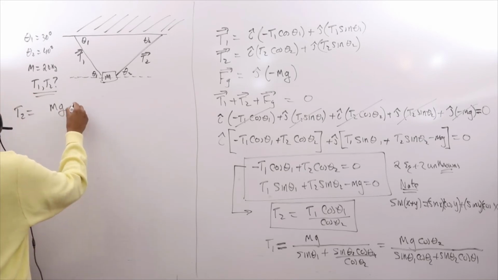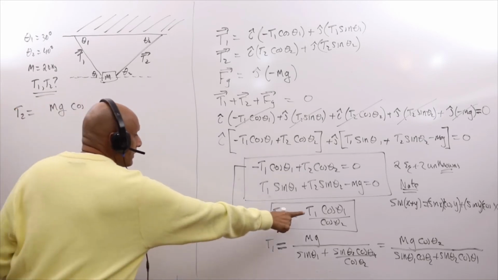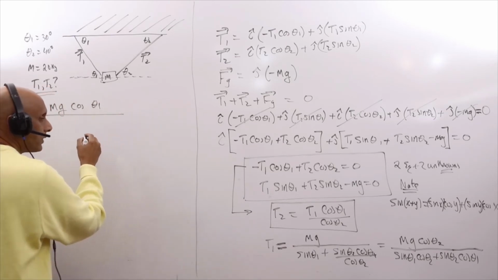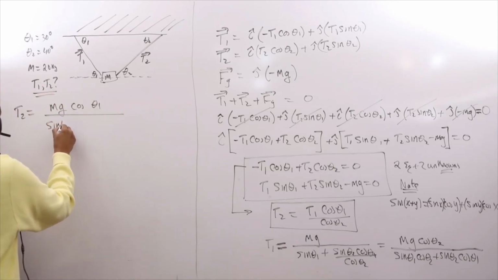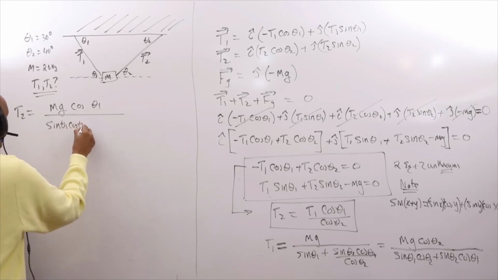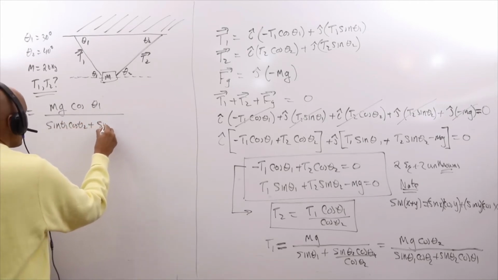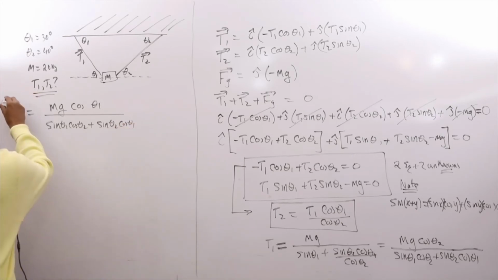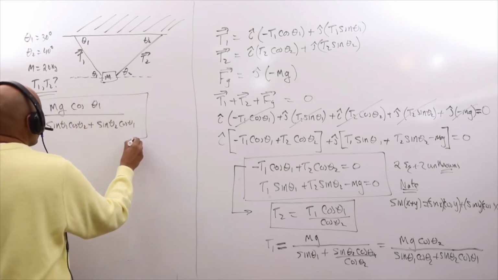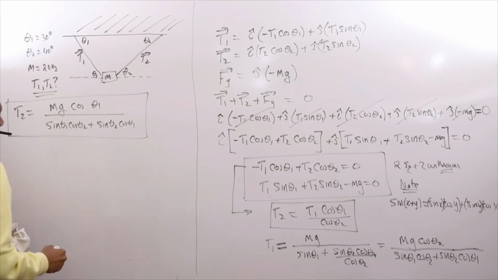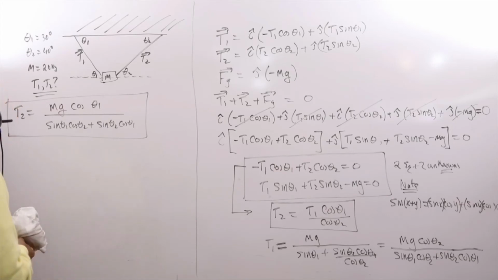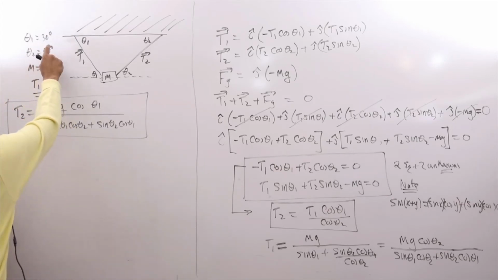Then we have cosine of theta 1 over sine of theta 1 cosine of theta 2 plus sine of theta 2 cosine of theta 1. And so here's our two formulas for the tension, T1 and T2. Now the final step is we're going to substitute these values in to here.